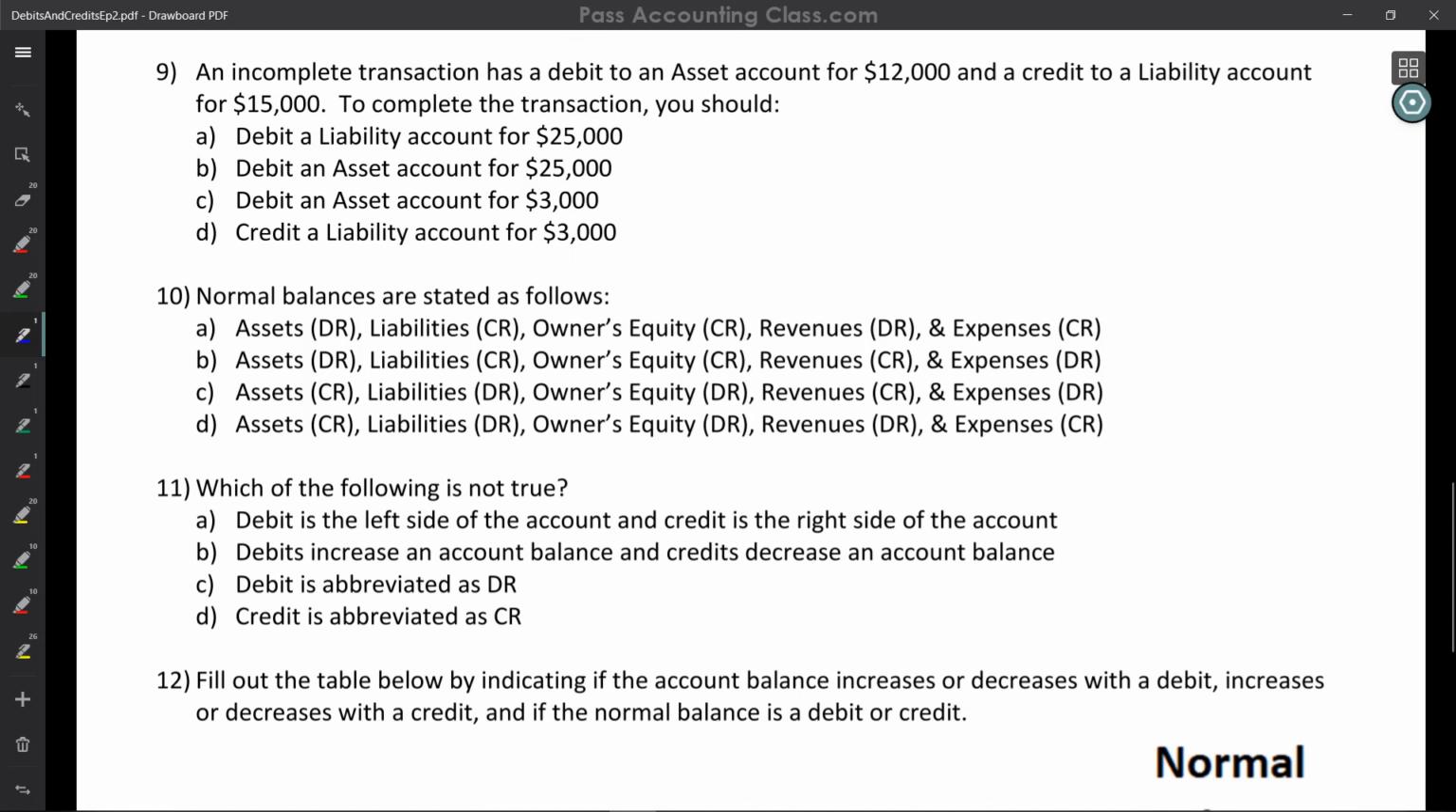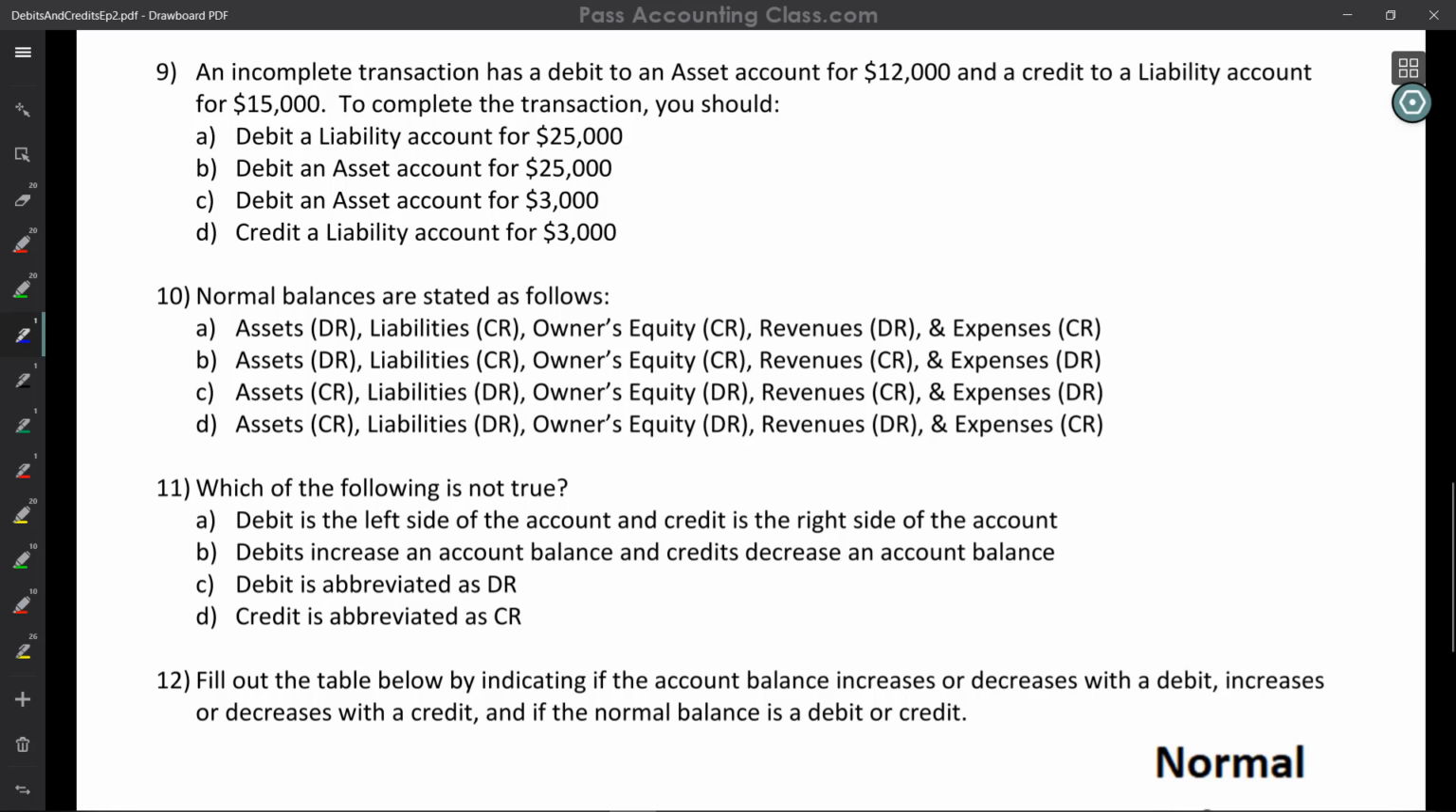For the next question, it states, an incomplete transaction has a debit to an asset account for $12,000 and a credit to a liability account for $15,000. To complete the transaction, you would debit a liability account for $25,000, debit an asset account for $25,000, debit an asset account for $3,000, or credit a liability account for $3,000.